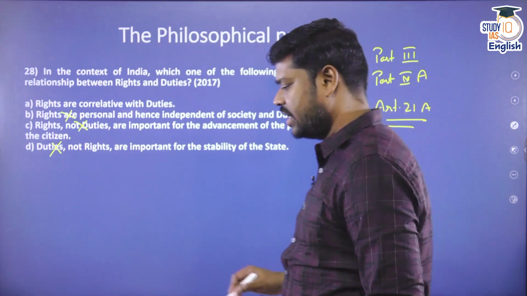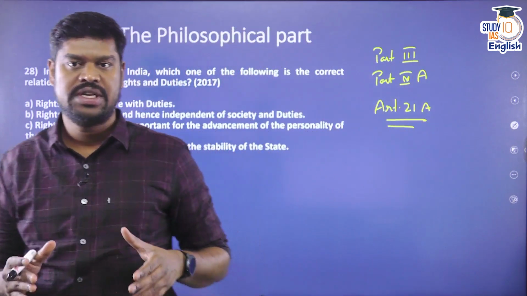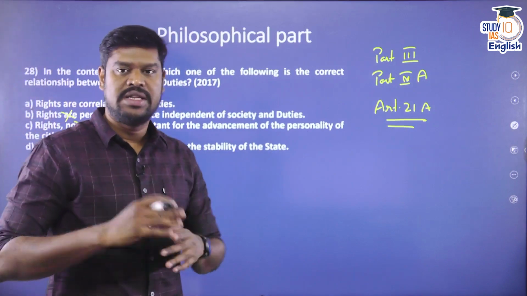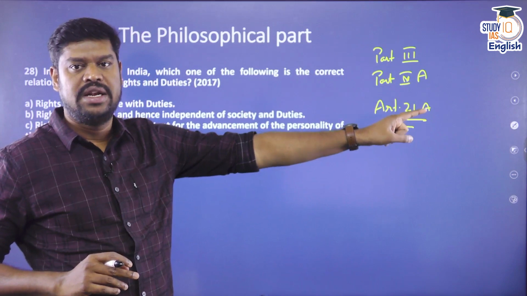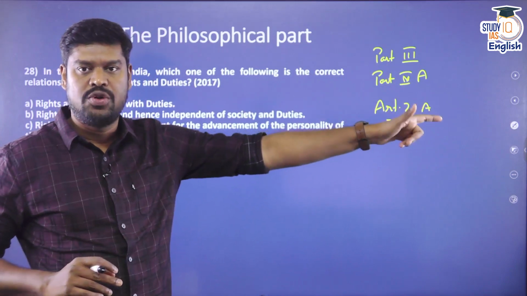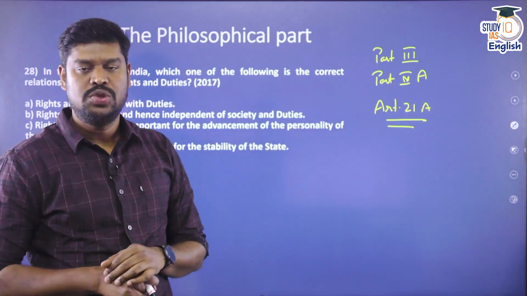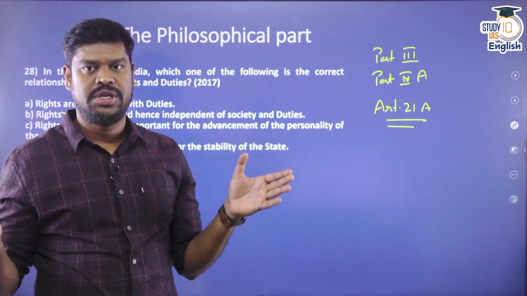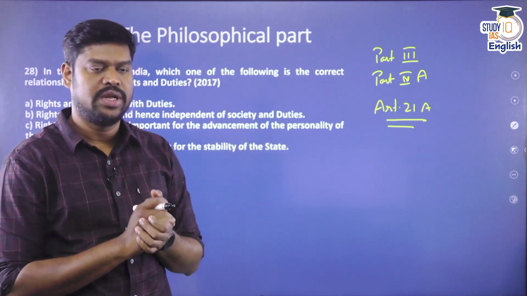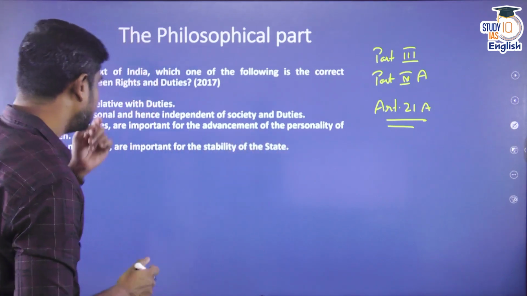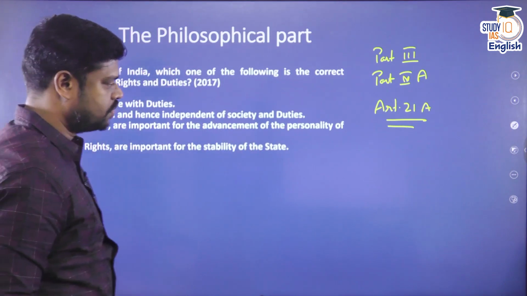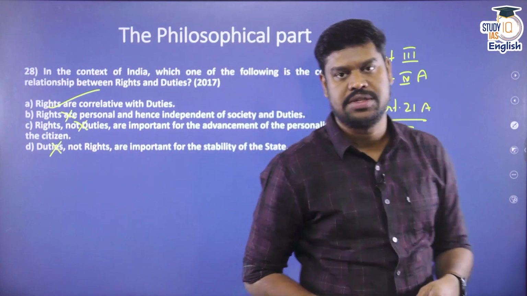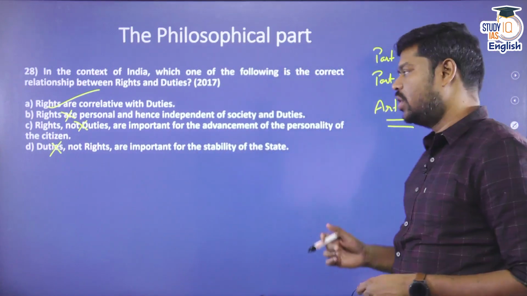that every child in the age of 6 to 14 years shall be given education. Similarly, there is a corresponding duty in the fundamental duties, which says that it shall be the duty of the guardian or the parent to educate the child. So in this way, you can find some kind of correlation between the rights and the duties. So there exists some element of correlation, at least an implicit correlation between them. So the right answer is option A in this particular case. We'll move to the next question.